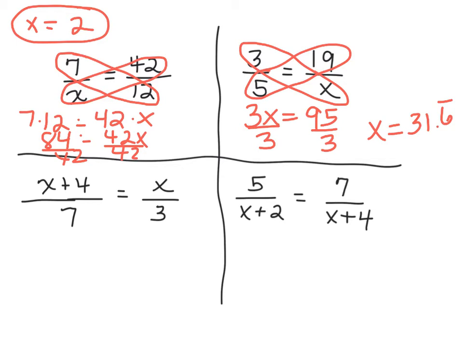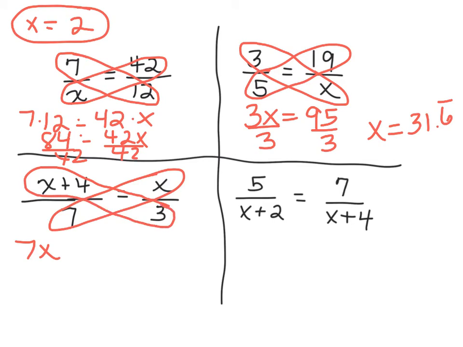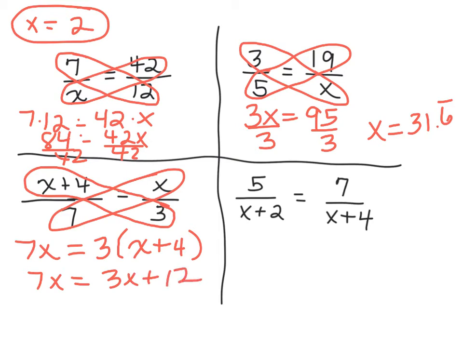These last two, same idea, except watch what's going to happen now. 7 times x is 7x. Now when I go to multiply here, I run into a little wrinkle. That numerator that's called a binomial, there's 2 terms there. But I treat this like I would any other multiplication problem. That's 3, not just 3 times x, 3 times the quantity x plus 4. 7x equals 3x plus 12 if I distribute. And then I can subtract that 3x. 4x equals 12, and divide by 4, and x will equal 3.